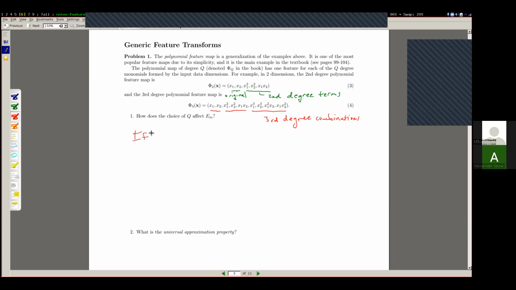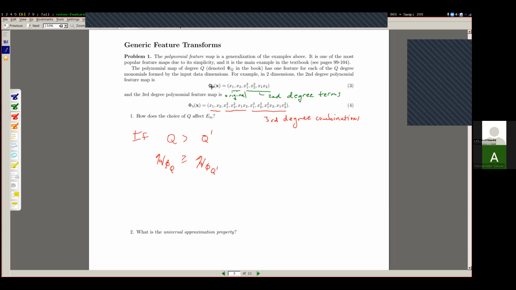If we have 2 different polynomial feature maps, say Q and Q prime, where Q is greater than Q prime, then H of phi of Q, so the perceptron using the feature map of Q dimensions, is going to be a superset of the perceptron of phi of Q prime dimensions.